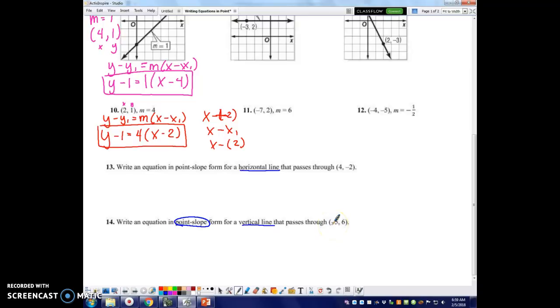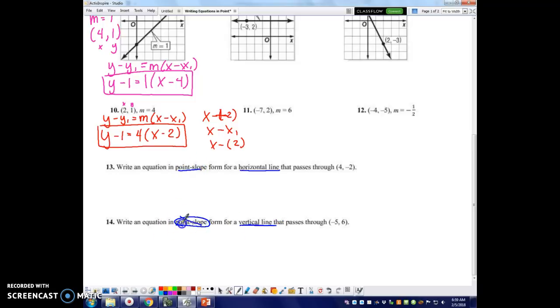It's very simple, but you have to think about what I told you in the vocabulary. Go back and rewatch it if you need to. I told you something about a horizontal line and what that means about its slope, and about a vertical line. So this one will definitely be written in point-slope form. This one not so much.